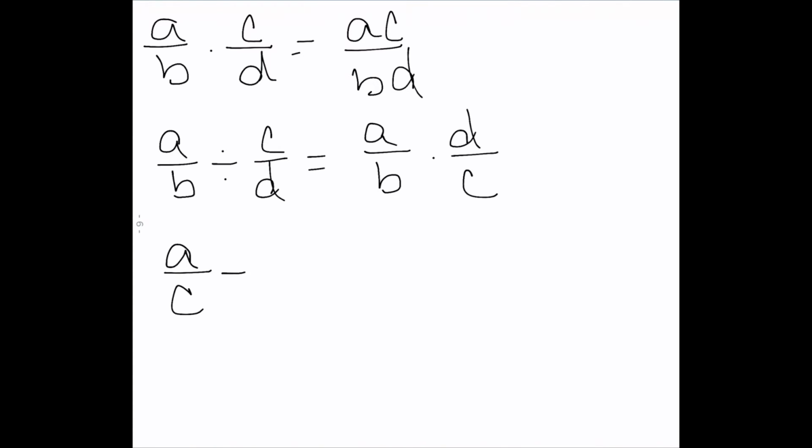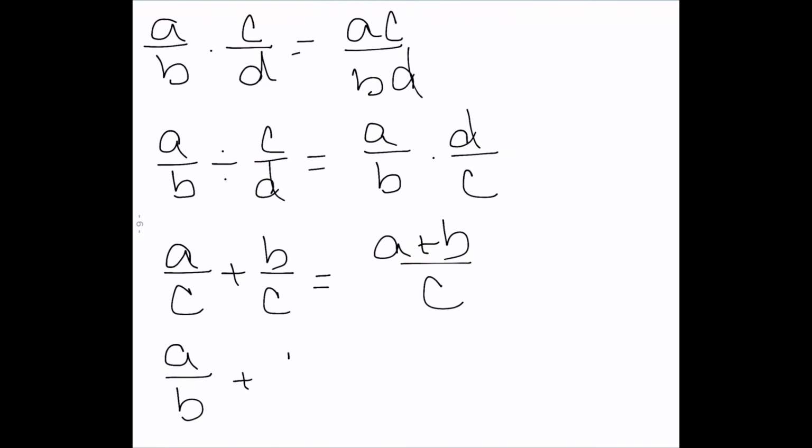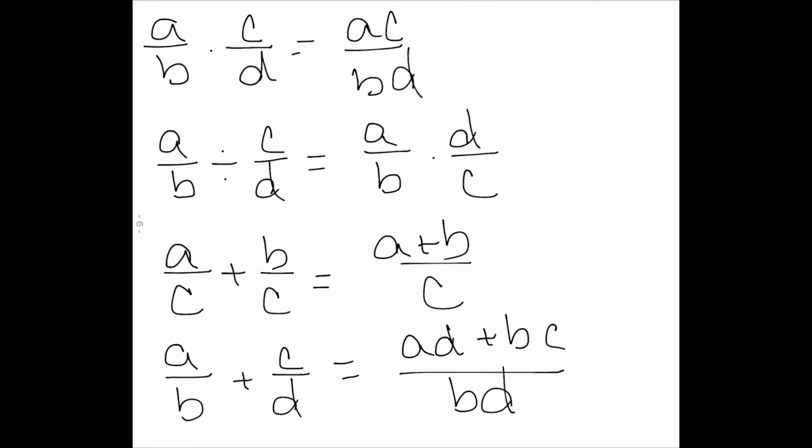If we look at addition, if our denominators are the same, then we can just add the numerators. However, what if our denominators are not the same? What if I had a over b plus c over d? We can do this by (a times d plus b times c) over bd. We need to find a common denominator and then add the numerators.